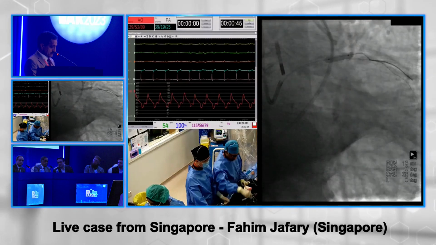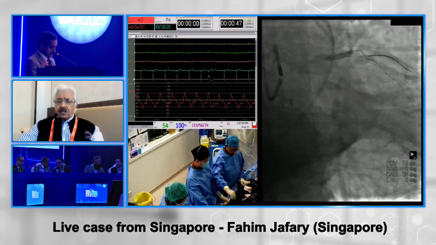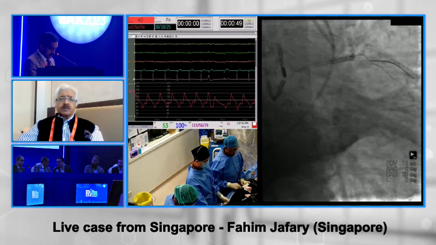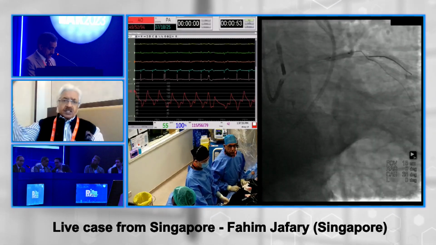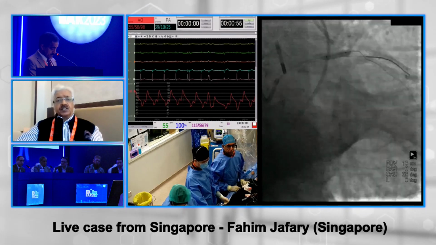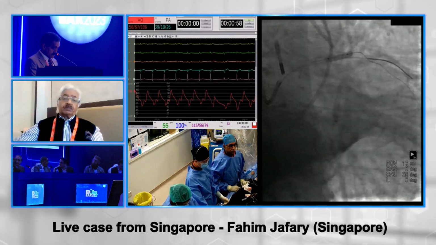Just one more point, that if you go with a 3.5 non-compliant balloon at high pressures, you're just going to expand on the side where this deep calcium is not yielding, which means the opposite side, risking perforations, and not just dissection, but perforations as well. Agreed.